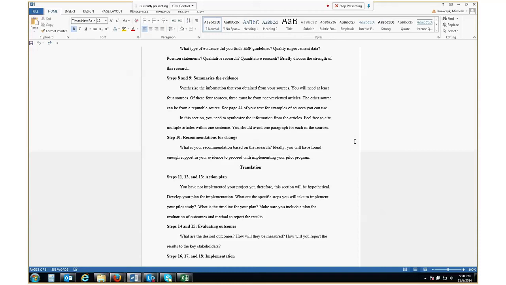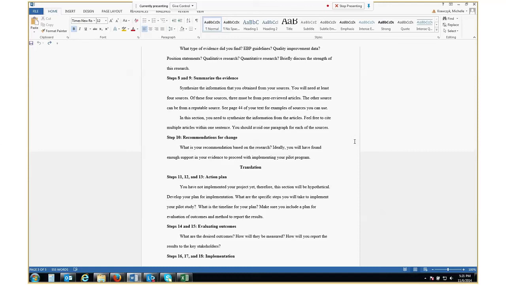And then step number 10 is recommendation for change. So based on your research, what did the research recommend? Did it recommend pulling catheters early? Did it recommend certain cleaning procedures? What is it that was recommended in the research that shows there's evidence that you might want to implement this on your unit?